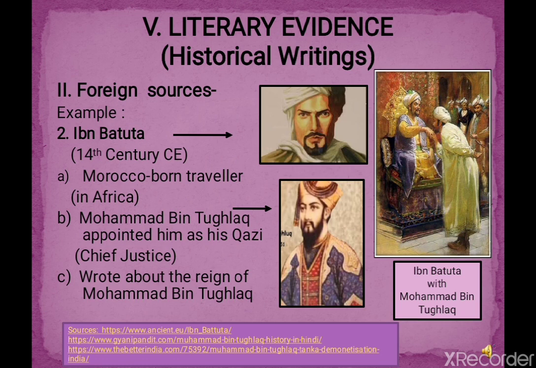Foreign source example number 2, Ibn Battuta. In the 14th century CE, he was a Morocco-born traveler, which is in Africa. Muhammad bin Tughlaq appointed him as his Qazi or Chief Justice. He wrote about the reign of Muhammad bin Tughlaq.